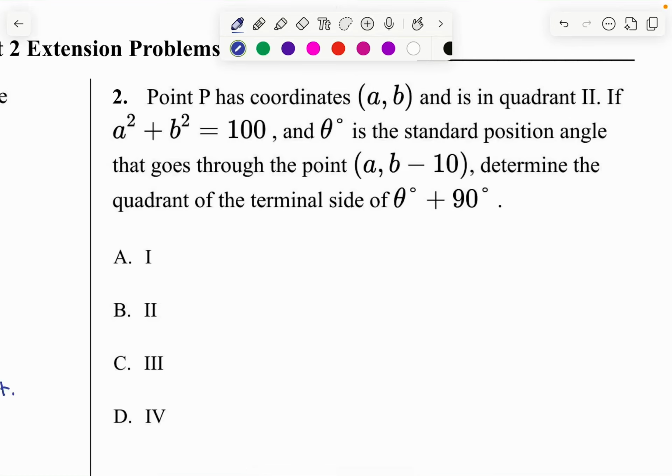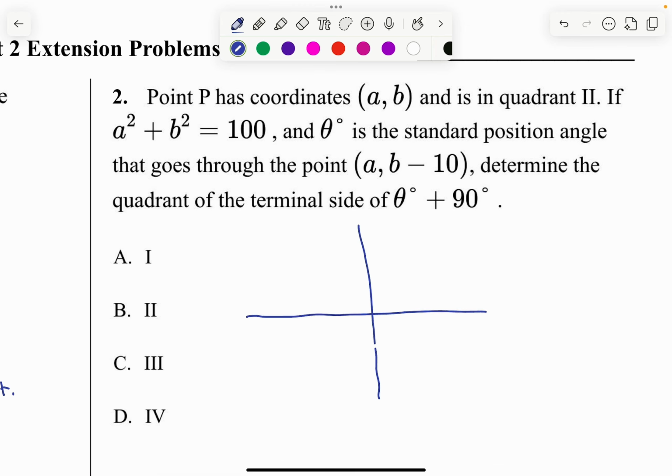Okay, this says point P has coordinates (a, b) and is in quadrant 2. If a squared plus b squared is equal to 100, and theta degrees is the standard position angle that goes through the point (a, b minus 10), determine the quadrant of the terminal side of theta degrees plus 90 degrees. This problem actually sounds worse than it is.